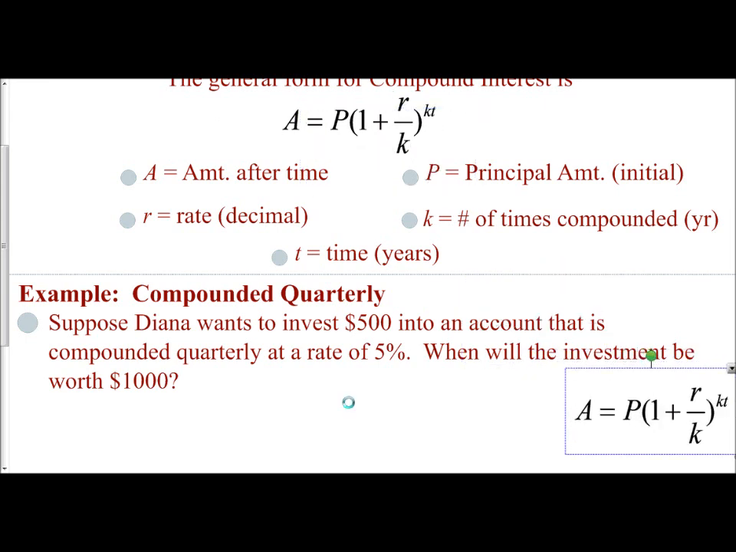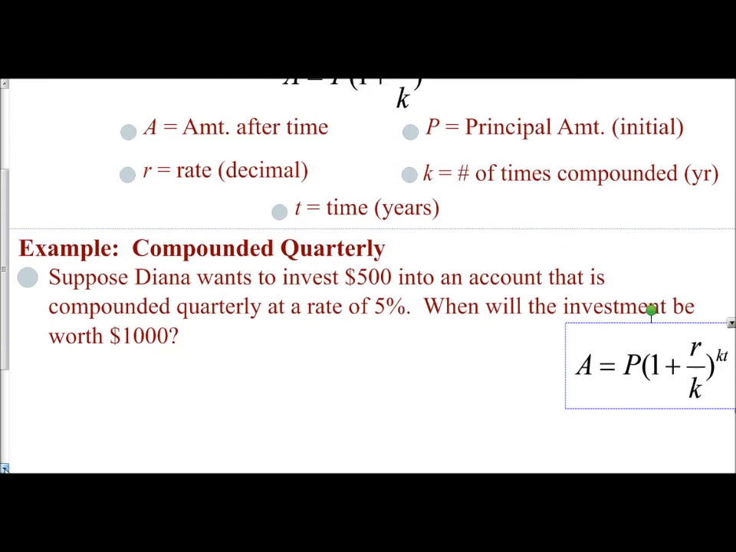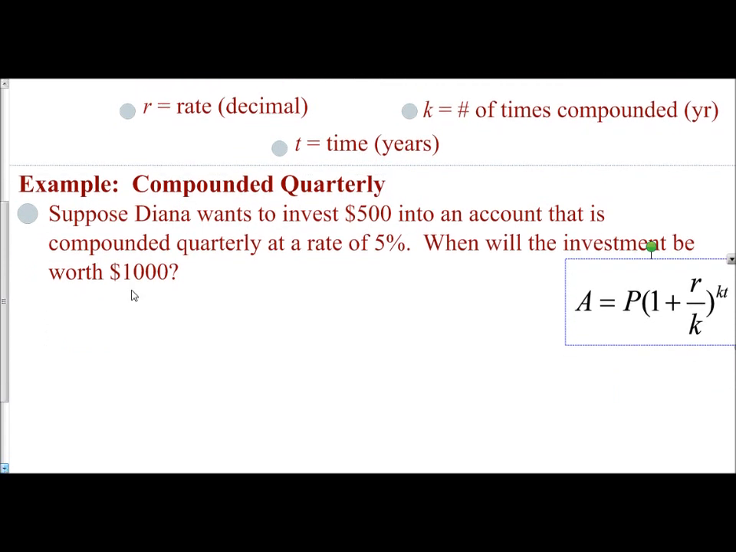So I'll write it off to the side. What we're going to do is find what each value is. We're going to label what we know. So suppose Diana wants to invest $500 into an account that is compounded quarterly at a rate of 5%. When will the investment reach $1,000? When will it be worth $1,000?